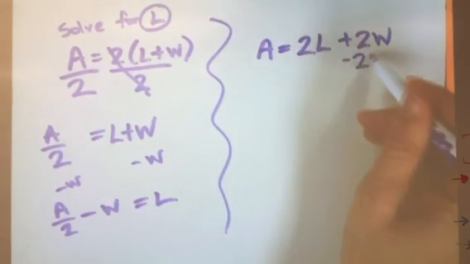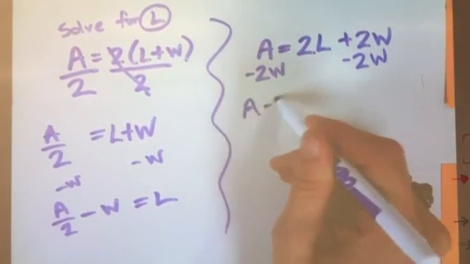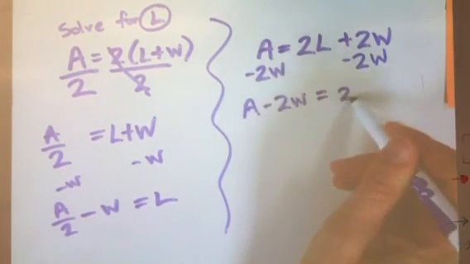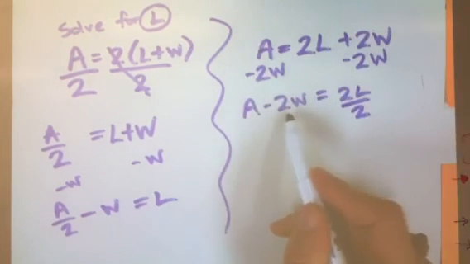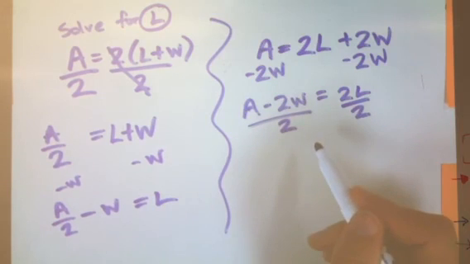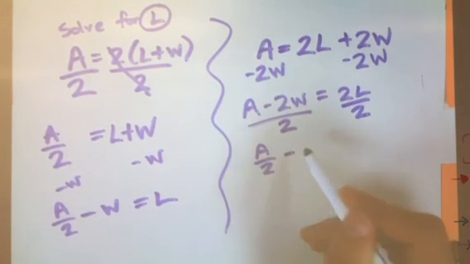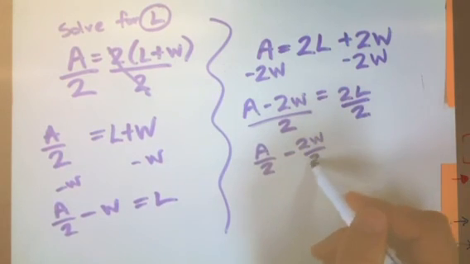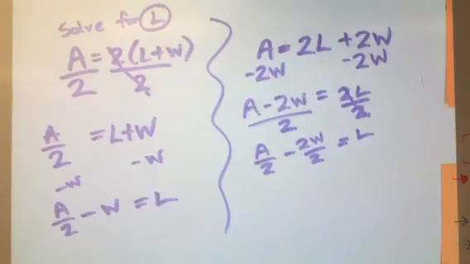I can now subtract 2W from both sides. A minus 2W equals 2L. I can now divide by 2 on both sides. When I divide a binomial by 2, everything gets divided by 2. So this is A divided by 2 minus 2W divided by 2 equals, the 2's cancel there, L.